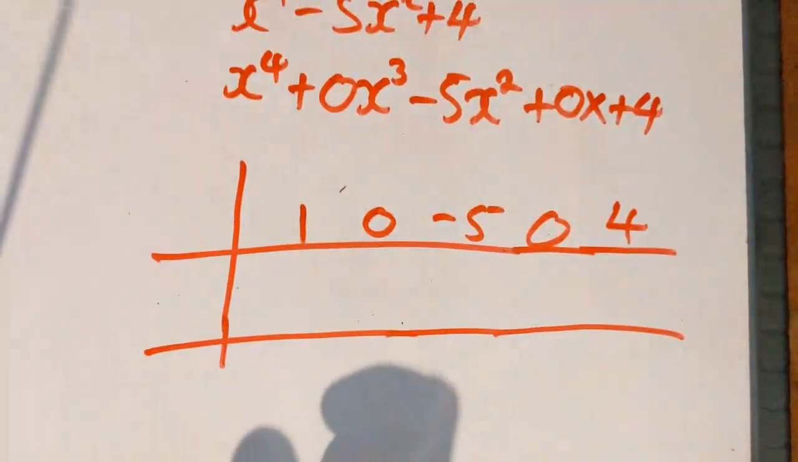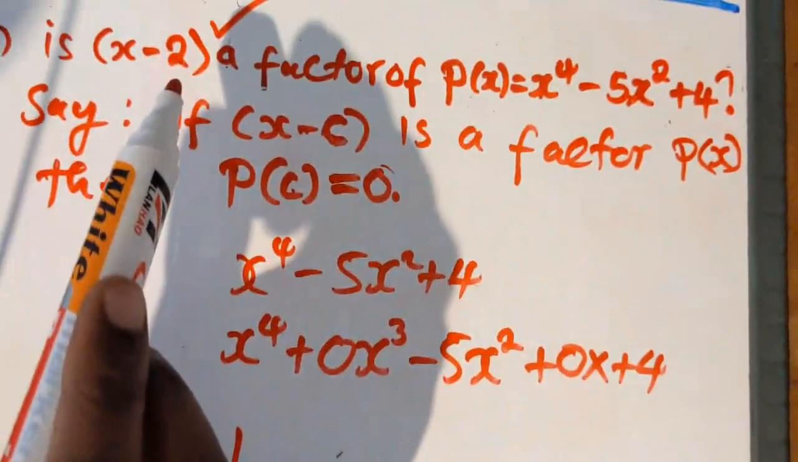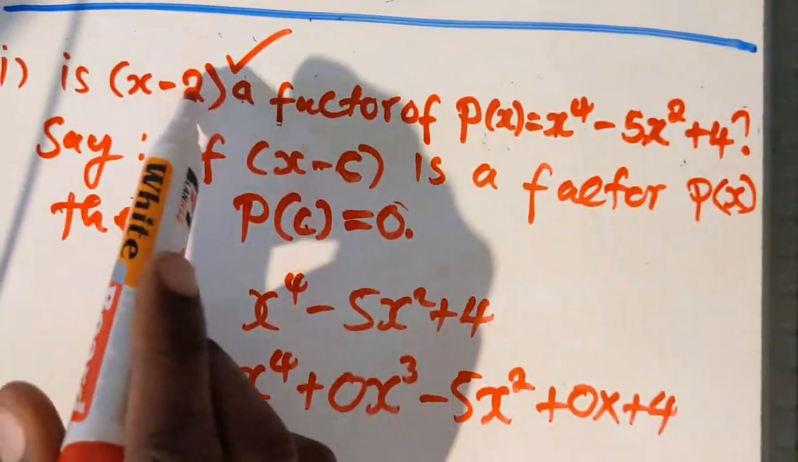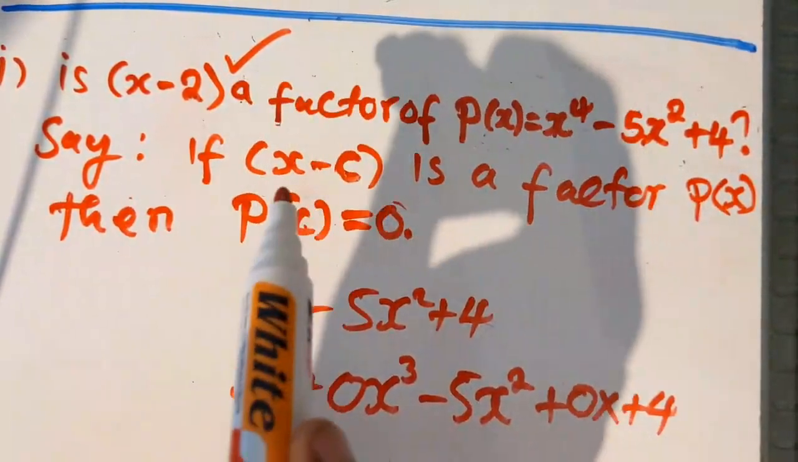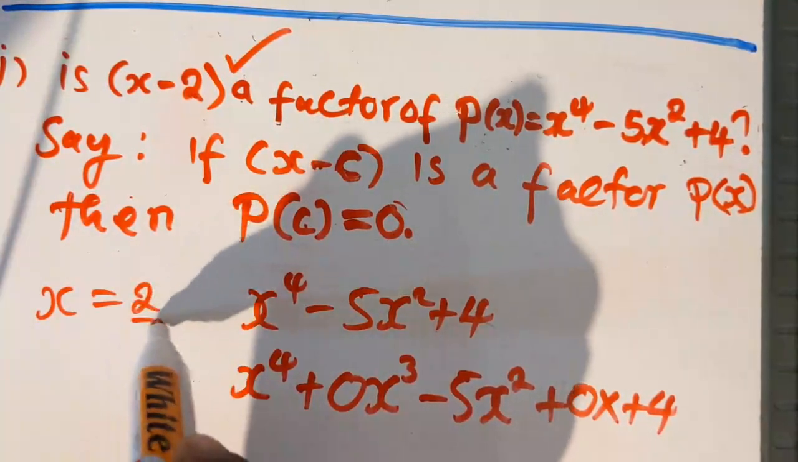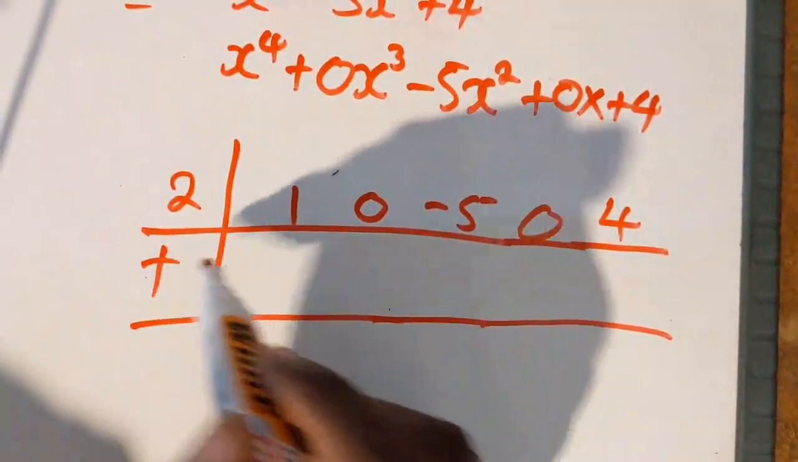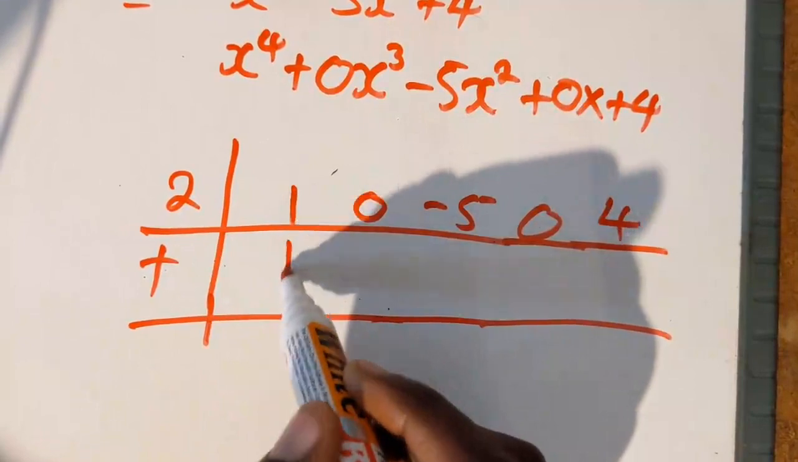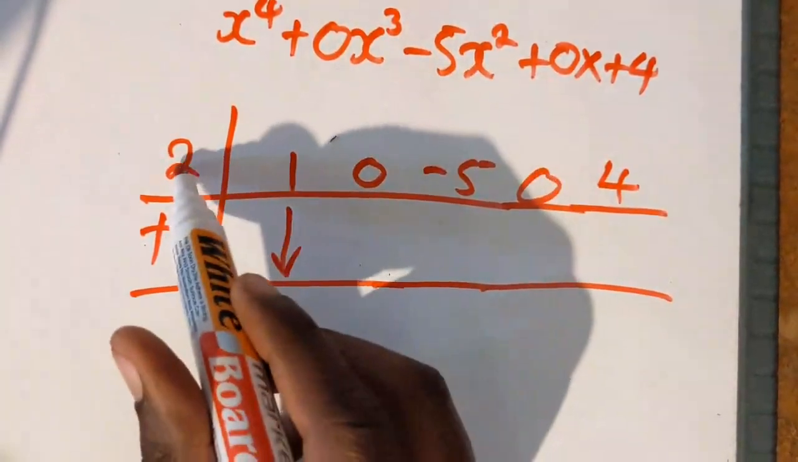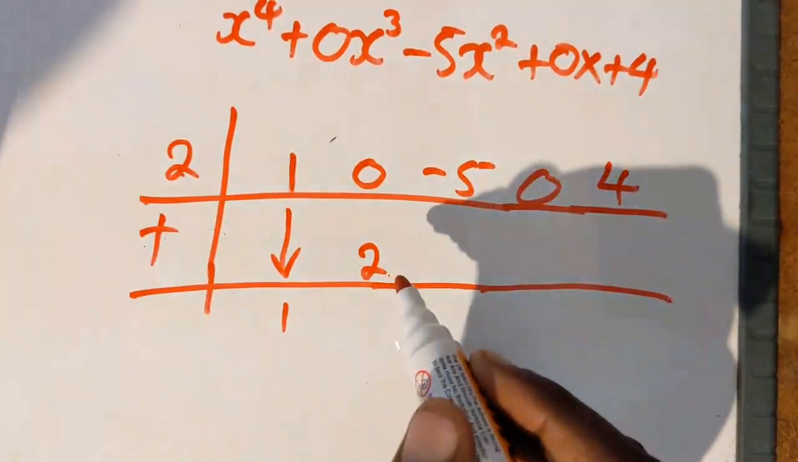Okay, so here we have this. We are trying to prove if this is the factor. So meaning that we are supposed to divide this into that. So we are trying to find the value of x. And the value of x, we said that it is equal to 2. So we are going to bring the 2 here. Then we add here. So we are going to bring the 1 down. Then we are going to multiply 2 times 1, that's 2. That is how we solve a synthetic division.